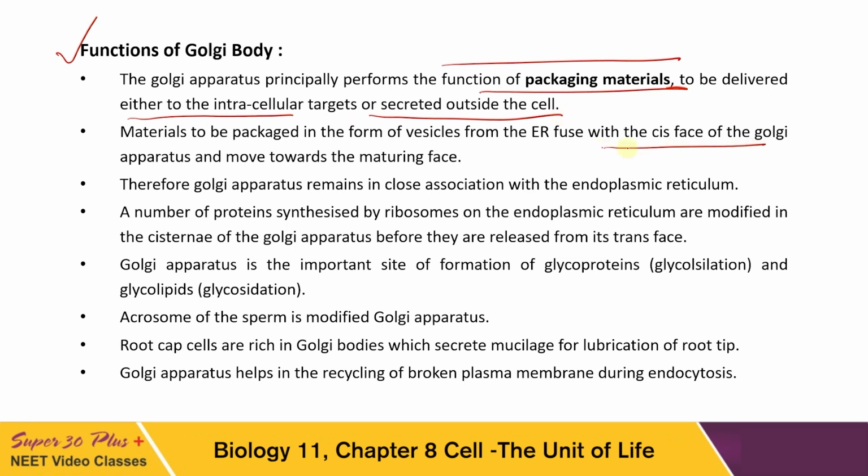Let this be the plasma membrane. Let this be the endoplasmic reticulum. Here these are the ribosomes. Ribosomes will make the protein. This is the smooth endoplasmic reticulum, and this one is the rough endoplasmic reticulum.